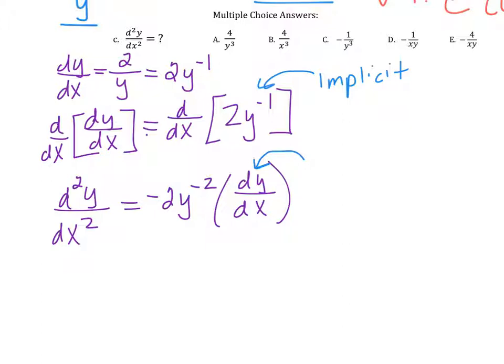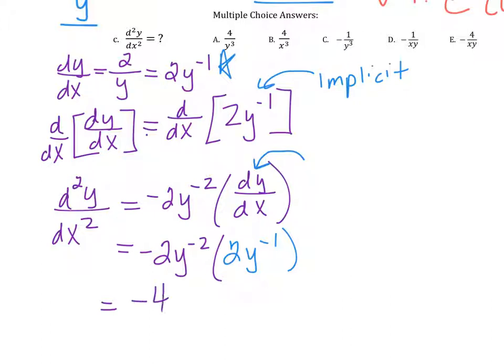Remember that dy/dx back up here was 2y to the negative 1. So what does that give you? That gives you that the second derivative would be negative 4y to the negative 3, which I don't see any negative exponents, so I'm going to just write it like that. Negative 4 over y cubed.